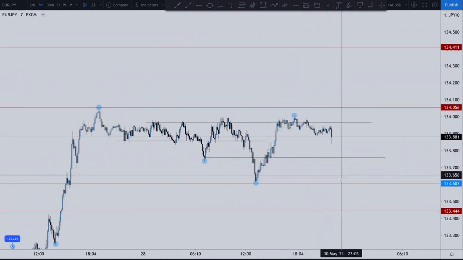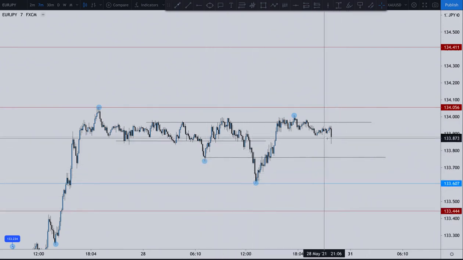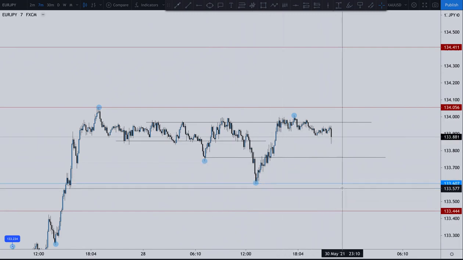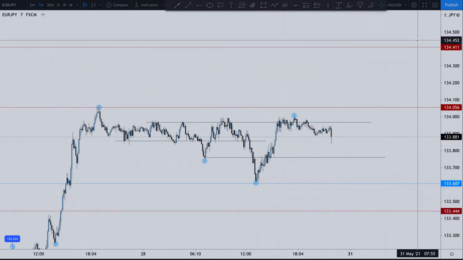Maybe back to A, B, or C. So we've got one drive low, two drive low. Could we get another third drive low that takes this one out, rests here, and then shoots to the upside to follow the momentum and the continuation of the weekly and the monthly bullish trend?